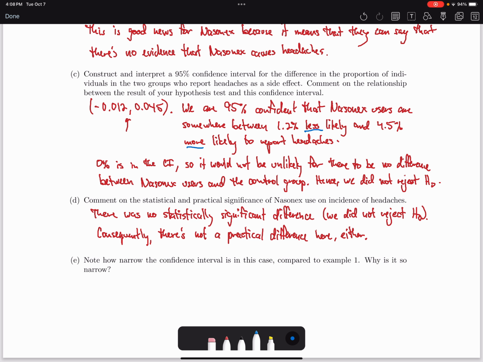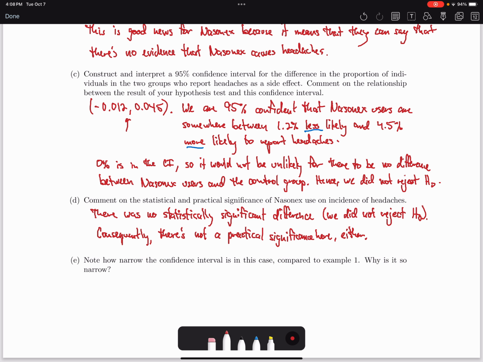Like probably if you take Nasonex, you're probably not going to notice a huge increase in the number of headaches that you get, right? So if Nasonex is helping you to get over some other symptom, then you could probably take it without having to worry about the number of headaches that you get increasing, right? So no statistical significance, no practical significance either. I think I said difference. I think I meant to say significance. So no statistical significance, no practical significance in this case.